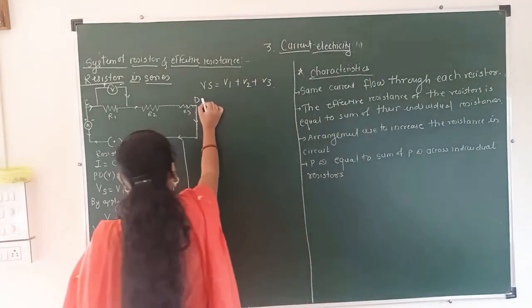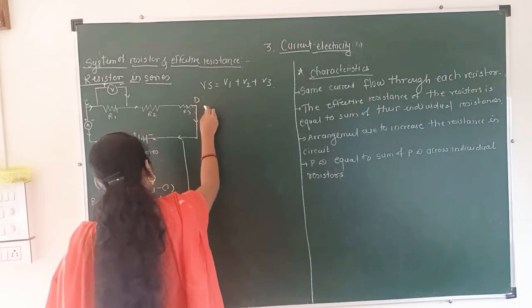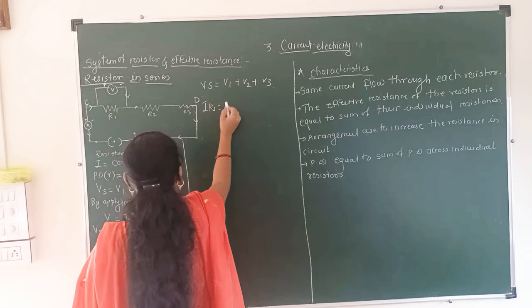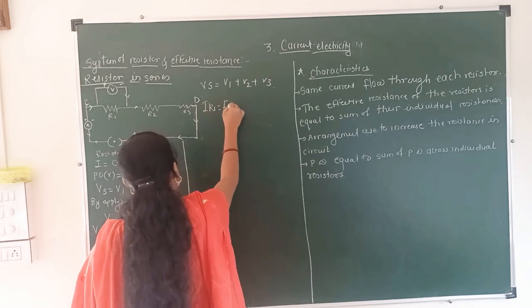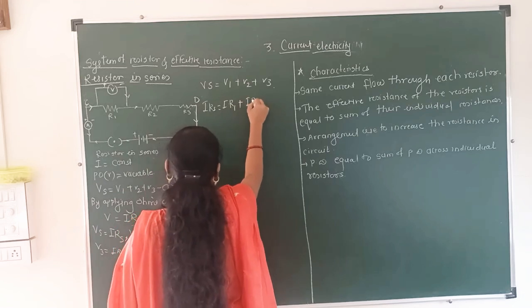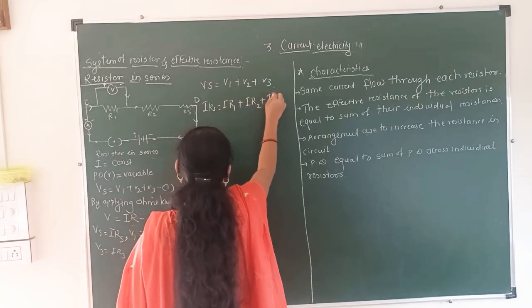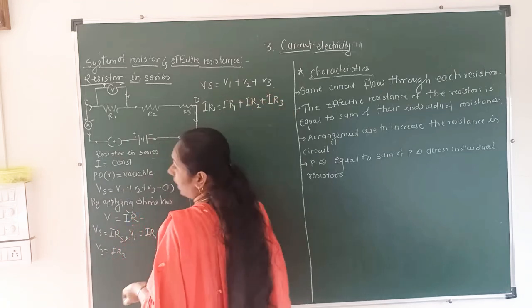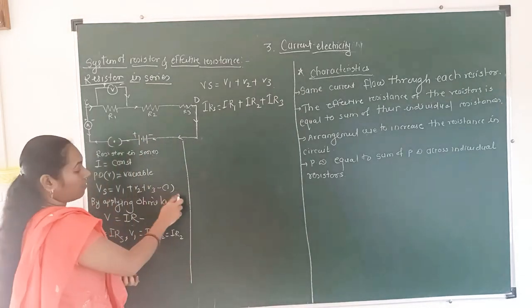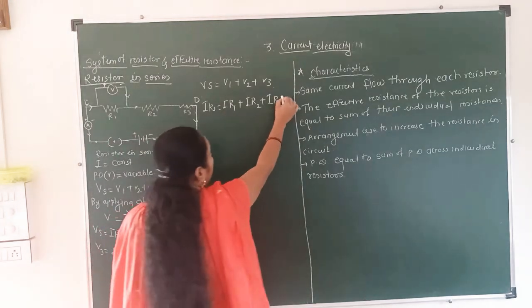Now the equation becomes, what is Vs? Vs is equal to IRs, which is equal to, what is V1? IR1. What is V2? IR2. What is V3? IR3. This is equation number 1 and this is equation number 2.